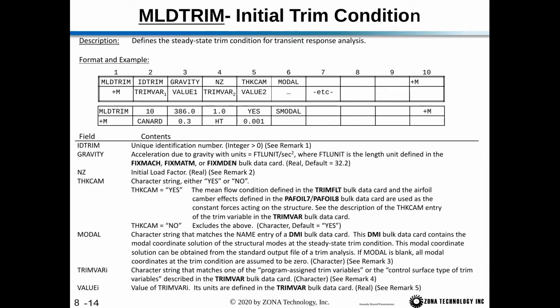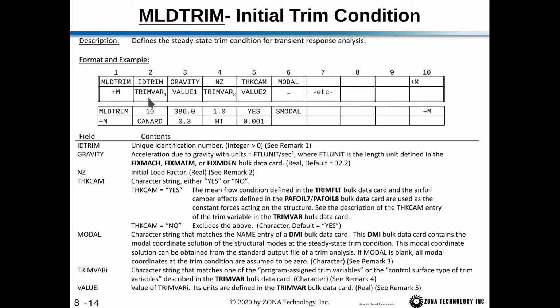So when you do a trim analysis in ZAERO, in the output file, it will print out a DMI bulk data card for you that you can simply copy and paste into your MLOADS input. And so that DMI entry contains the static aeroelastic deformation of the aircraft at the trim condition.